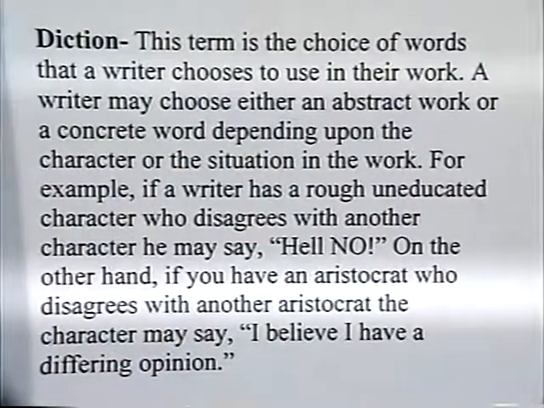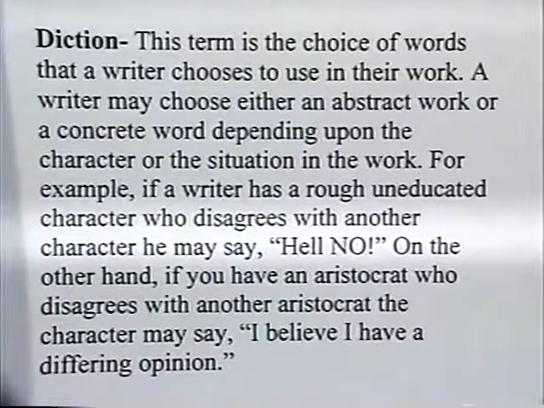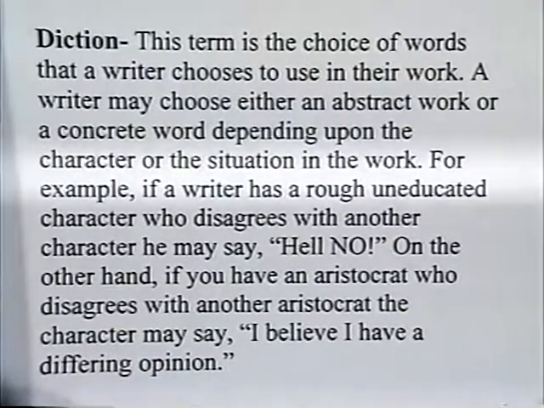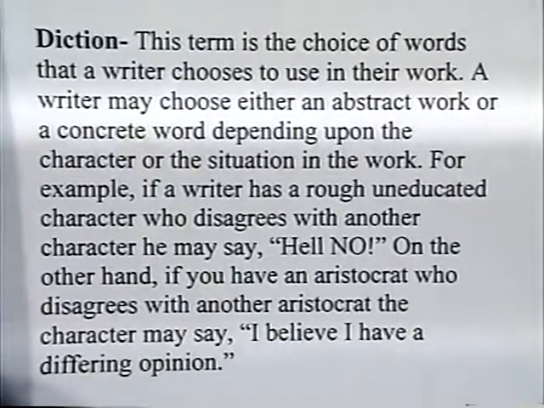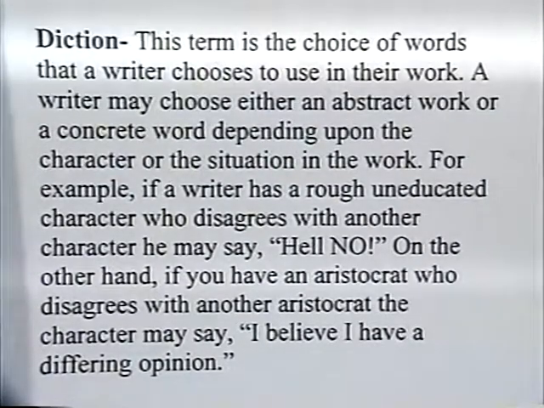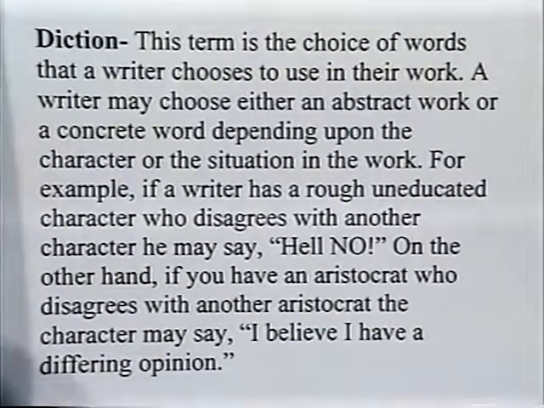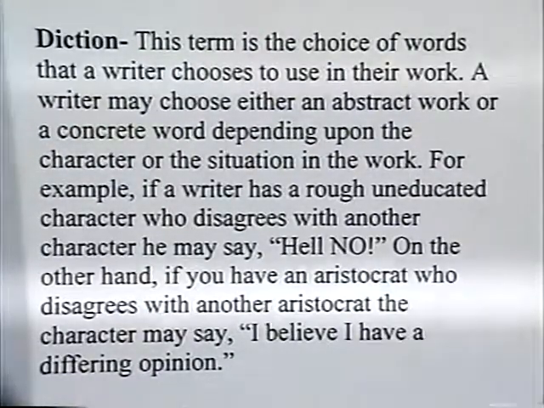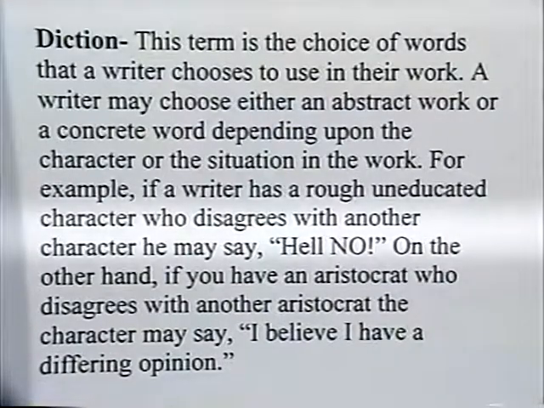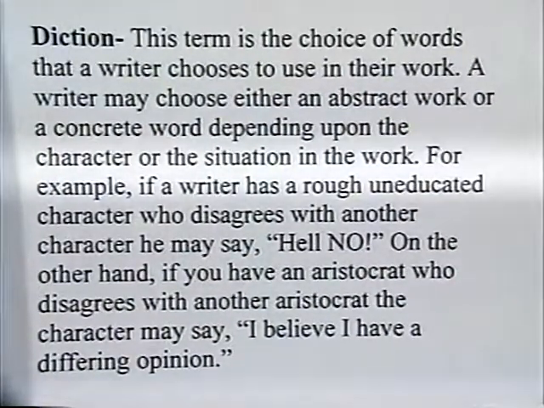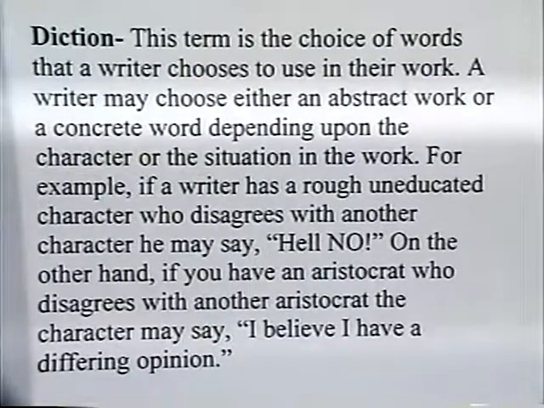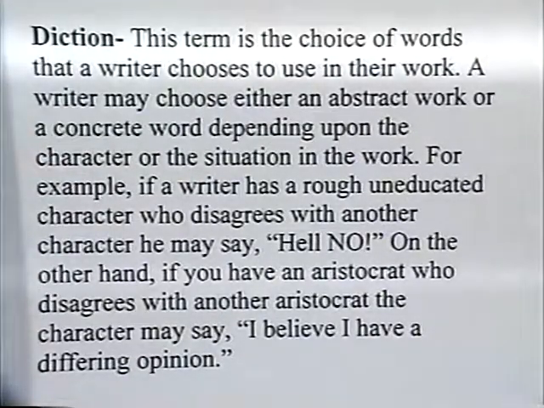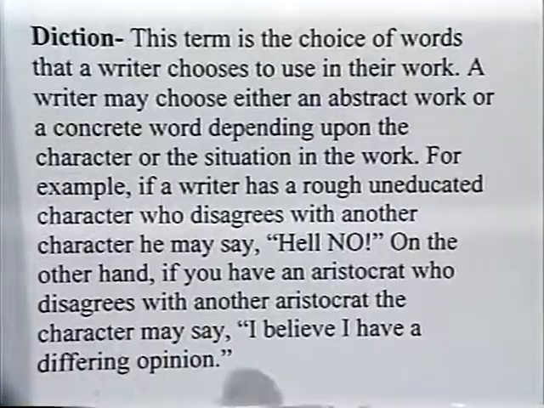Now, let's look at what diction is. This term is the choice of words that a writer chooses to use in their work. A writer may choose either an abstract word or a concrete word, depending upon the character or the situation in the work. For example, if a writer has a rough, uneducated character who disagrees with another character, the character may say, hell no. On the other hand, if you have an aristocrat who disagrees with another aristocrat, the character may say, I believe I have a different opinion. So it all depends on the writer and the situation.